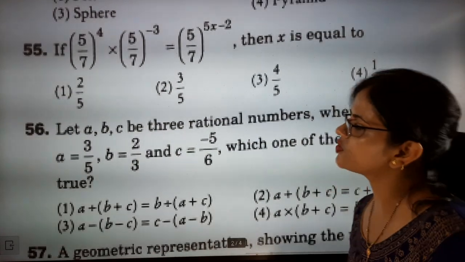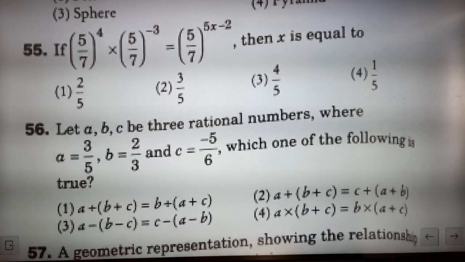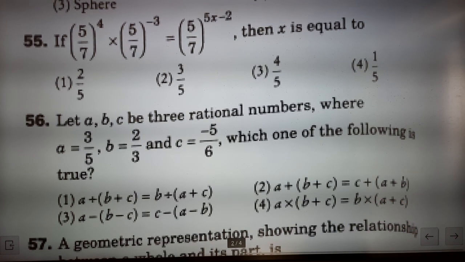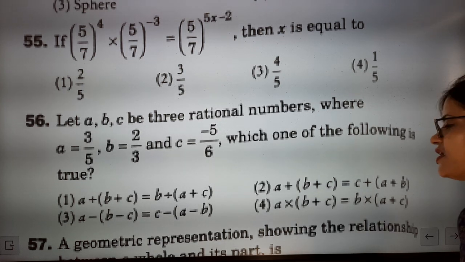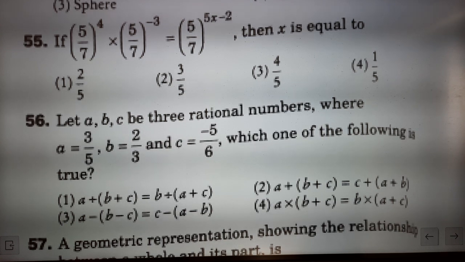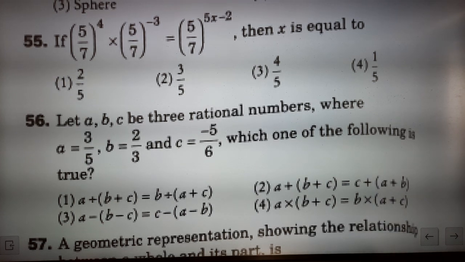Now question number 56. They are telling that A, B, C are three rational numbers where A is equal to 3 by 5, B equal to 2 by 3 and C equal to minus 5 by 6. Which one of the statements will be correct? Right now I told you a very important point. Now see which one among them will satisfy that point. A plus B plus C, B plus A plus C, C plus A plus B. Which one is going to be the true statement?